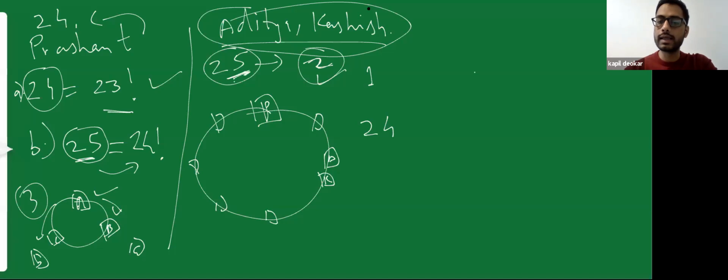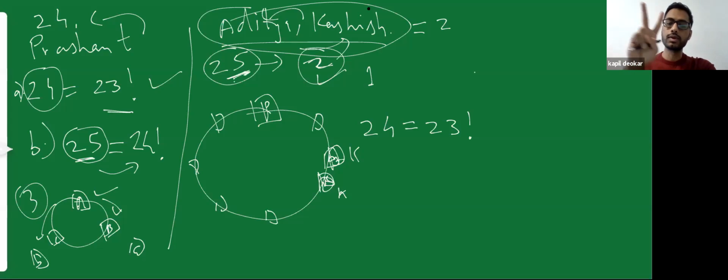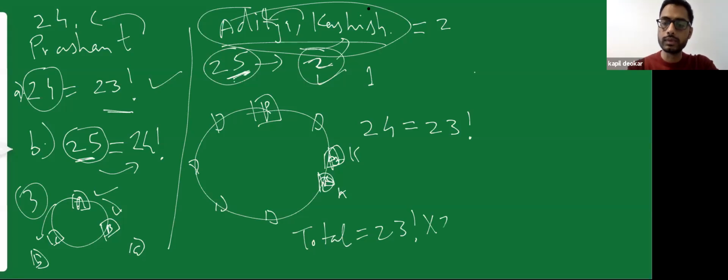And in how many ways can I arrange these 24 units? I can arrange them in 24 minus 1, that is 23 factorial ways. However, this one unit can be arranged in 2 ways. I can place Aditya here and Kashish here, or I can swap their positions. So there are 2 ways of arranging between themselves. So total is going to be equal to 23 factorial into 2.